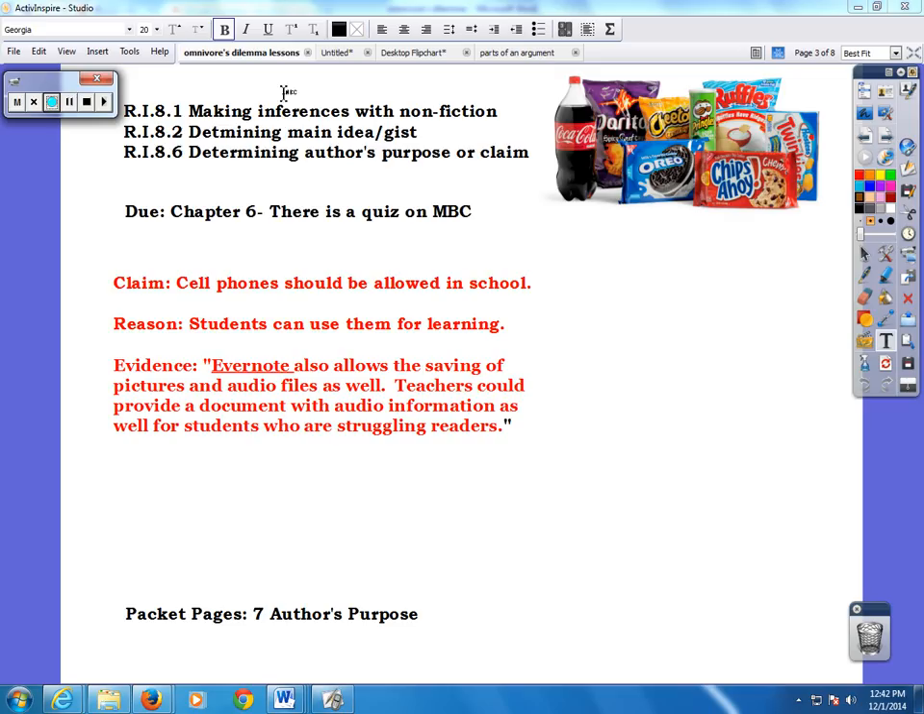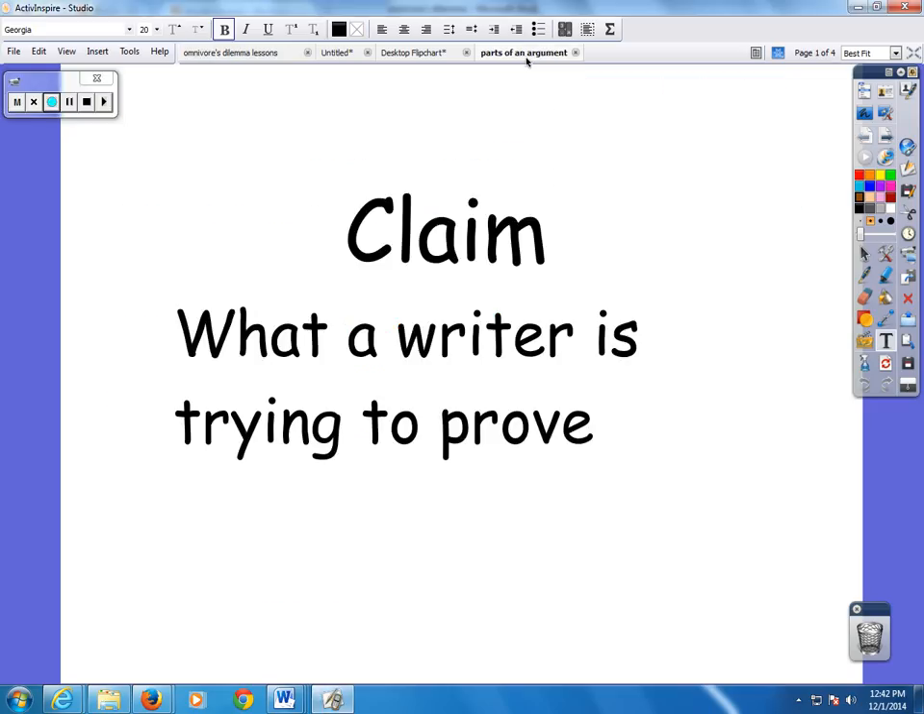But first we need to take some notes, so you should get your notebook out and write down these terms. So pause the video to get your notes out. And here are the terms. You might be familiar with them. The first one is claim. So when I say, what is the author's claim, it means what's the author trying to prove.